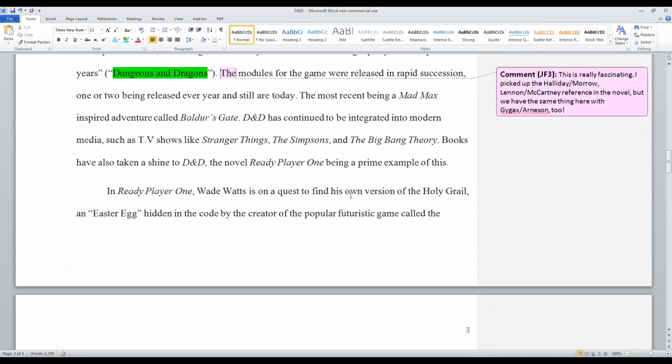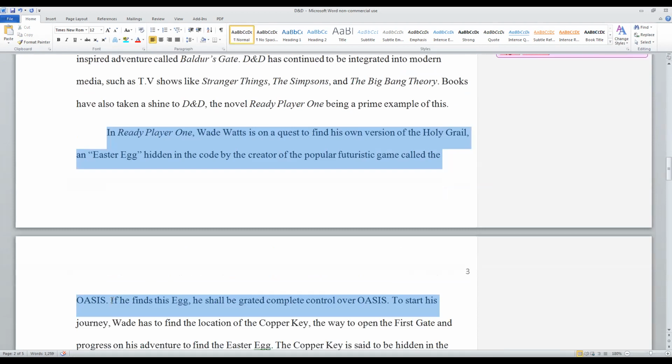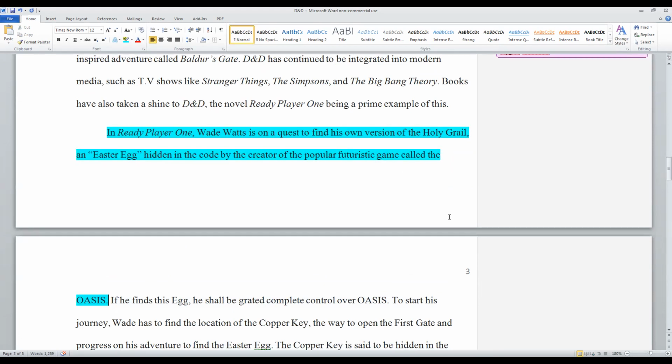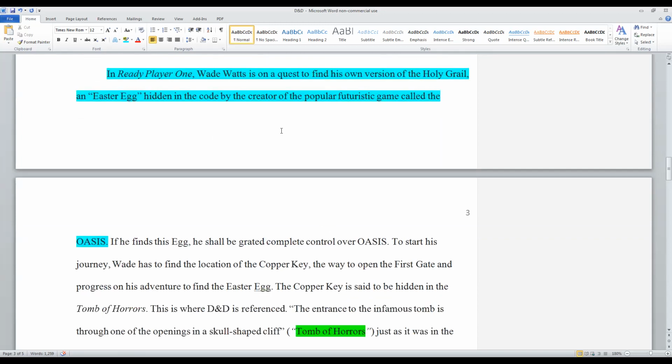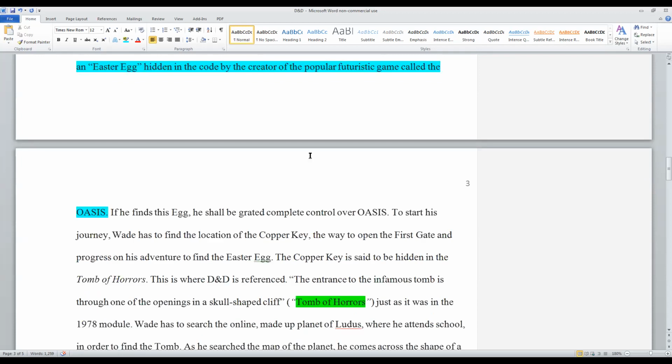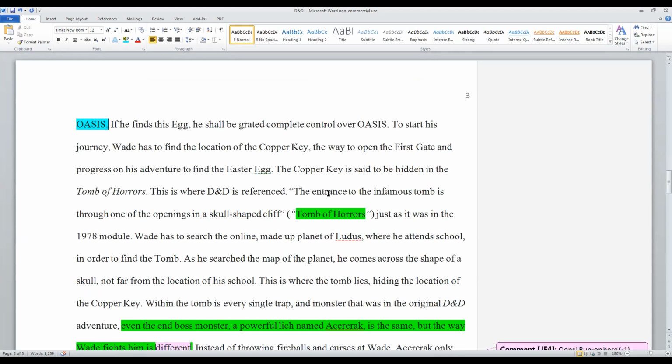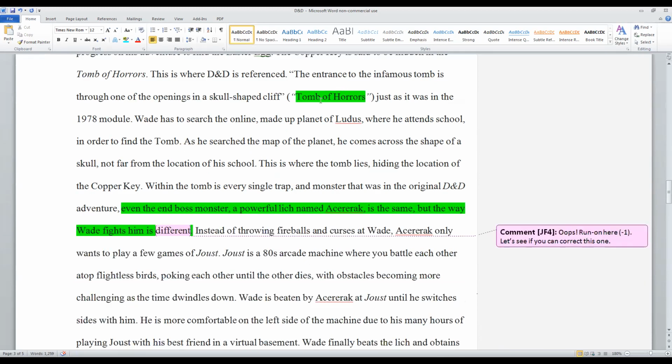Lastly, she said, what's the point of this in the novel? And she explains that in Ready Player One, Wade Watts is on a quest to find his own version of the Holy Grail, an Easter egg hidden in the code by the creator of the popular futuristic game called the Oasis. If he finds the egg, he shall be granted complete control over the Oasis, and to start his journey, he has to find the location of the copper key, the way to open the first gate and progress. The copper key is said to be hidden in the Tomb of Horrors, which is where Dungeons and Dragons is referenced. And she has a very good lead in here. Another good citation that needs to be slightly adjusted. Oops, one run on here.